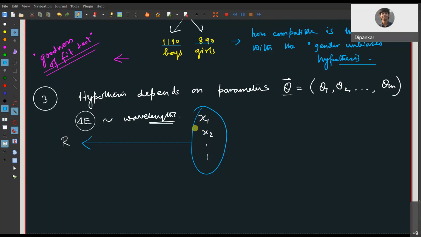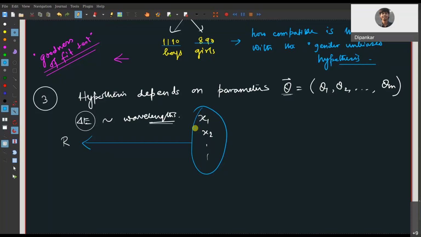So basically, from an infinite pool of hypotheses, if your hypothesis depends on a parameter, and if the parameter has a continuous range of values, sometimes the parameter can be discrete as well, but assuming that it has an infinite number of values, then you are basically trying to pick out from the information of data what is the most likely value of R, and you call it the best fit value of R.